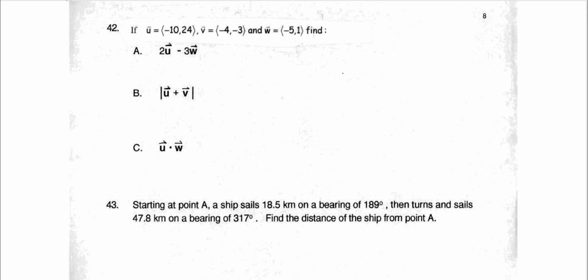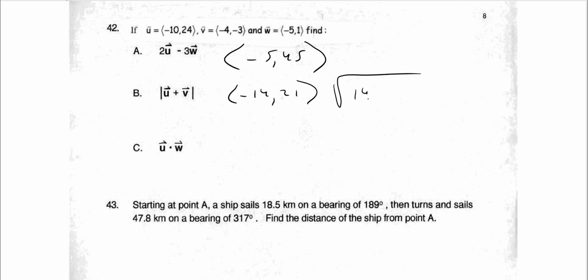Okay, so this is just a little vector one. I don't really need to go over this one. 2 times u minus 3 times w. It's a vector, and it's -5 comma 45. That's super easy. This one's a magnitude, so make sure you add the vectors together first, and if you add those, you get -14 comma 21, and then it's 14 squared plus 21 squared, and then the square root of that. So you get 25.24.